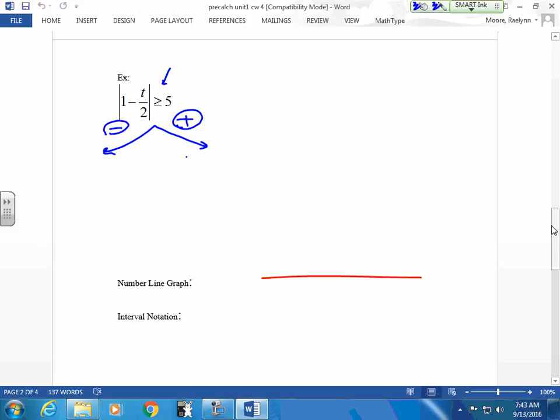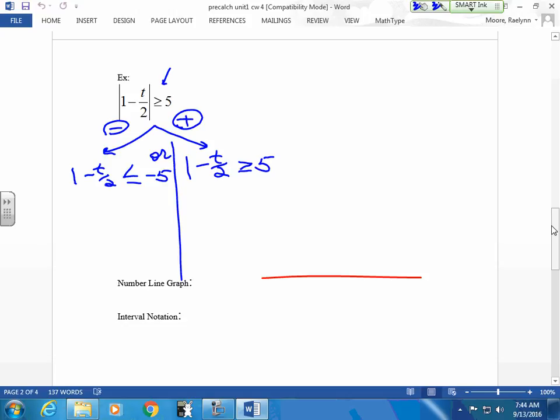Take your thing out of your absolute value, keep it the way it is. Take it out of your absolute value. Take the negative of whatever's there, and when you take the negative of the absolute value, you switch the sign of the inequality. So you see your things going in 2 different directions here? They're going in 2 different directions.